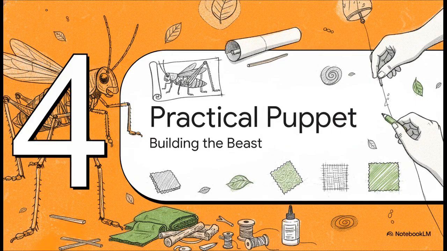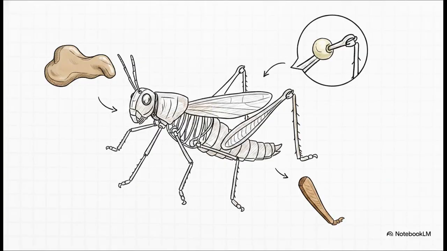All right, part 4, crafting a practical puppet, building the beast. Of course, to animate a physical grasshopper, we've got to build the thing first. And this is where your materials essentially become your storytelling tools. Choosing the right physical materials is what lets a model perform movements way beyond a standard figure's range of motion.